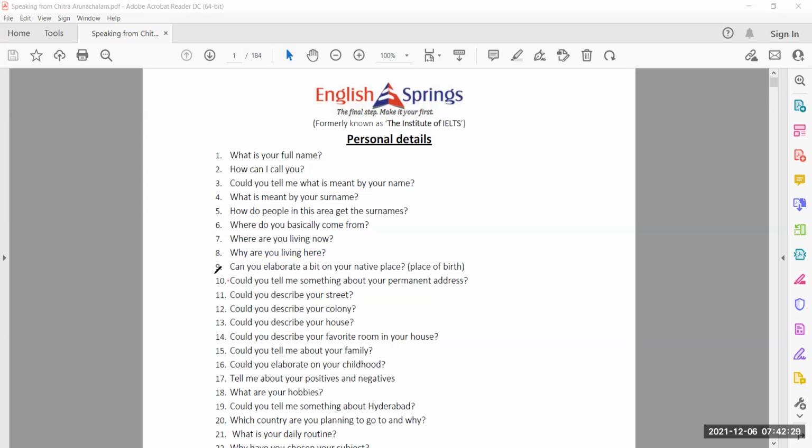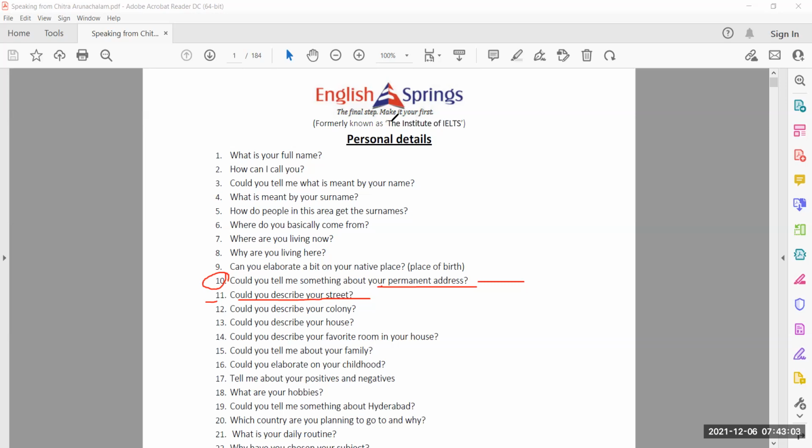Then moving on to the 10th question, could you tell me something about your permanent address? The 10th and 11th questions are both similar: could you describe your street? The only variation is that when you talk about your permanent address, you have to mention the door number. Simple as that. But when you're talking about the street, you can exclude the door number. Only that is the difference, but the content is the same.